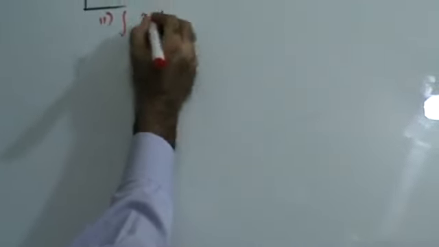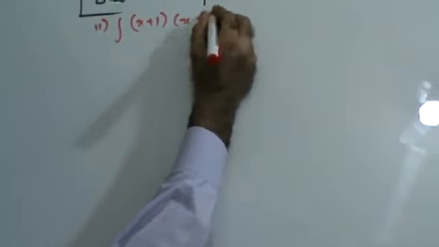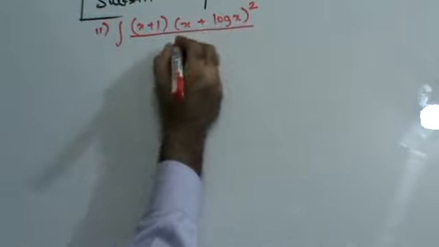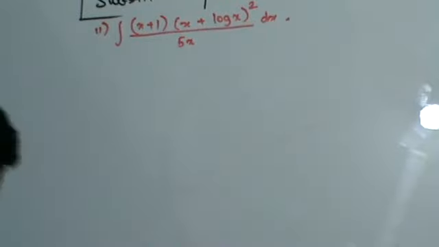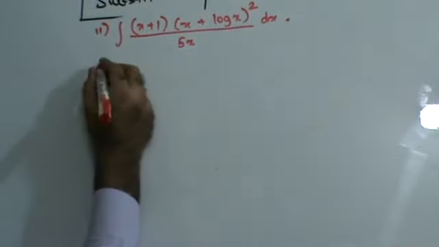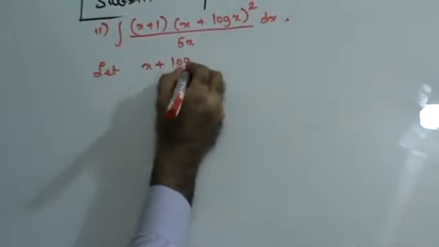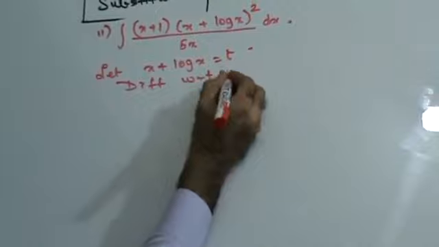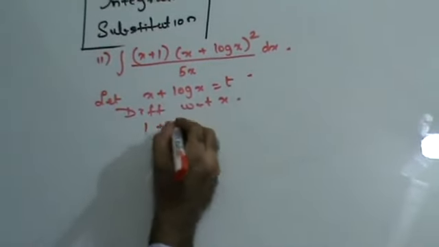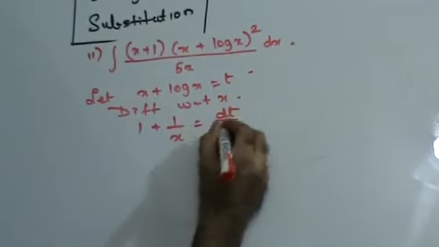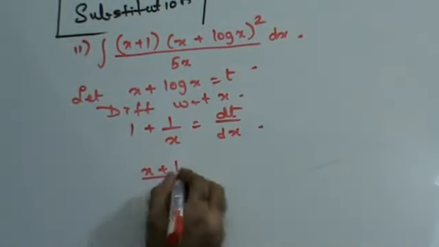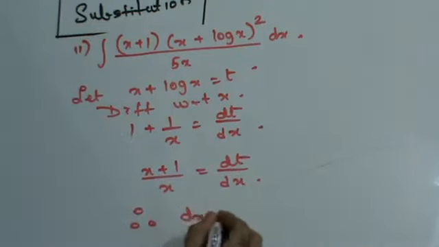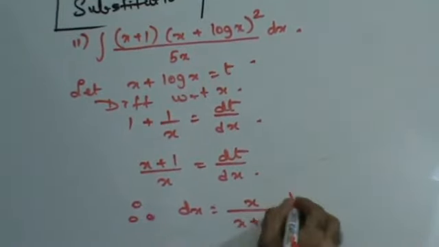Integral of x plus 1 into x plus log x the whole square upon 5x dx. Let's see this. You will say let x plus log x be equal to t. Differentiate with respect to x. D by dx of x is 1. D by dx of log x is 1 upon x, is dt by dx. So you will get x plus 1 upon x is dt by dx. Therefore you can say that dx is equal to x upon x plus 1 dt.